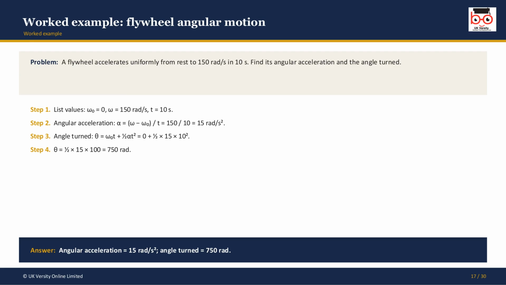Let's spin a flywheel. It accelerates uniformly from rest to 150 radians per second in 10 seconds, and we want its angular acceleration and the angle it turns through. The angular acceleration is the change in omega over the time, so 150 over 10, which is 15 radians per second squared. For the angle, we use the rotational version of ut plus a half at squared. Since it starts from rest, that's a half times 15 times 10 squared, a half times 15 times 100, which is 750 radians. So it accelerates at 15 radians per second squared and sweeps through 750 radians.